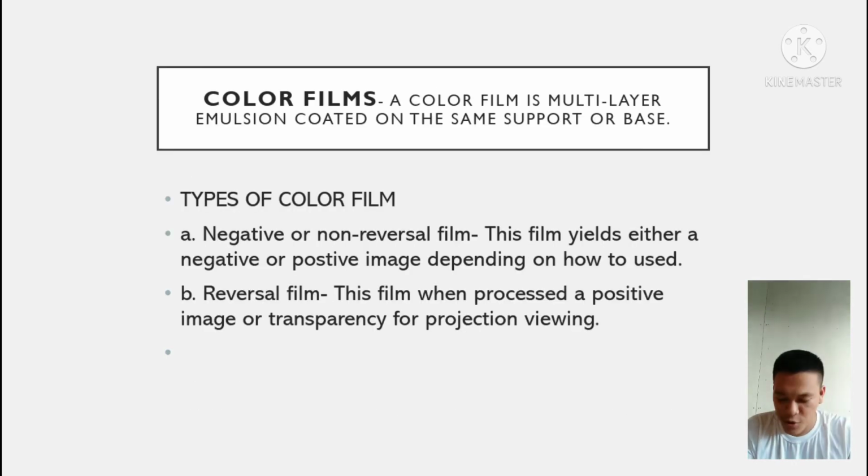So let's proceed to color films. What is color film? Color film is a multi-layer emulsion coated on the same support or base. The top emulsion is sensitive to blue light only, since green and red light pass through it without effect. The blue light alone makes the exposure.